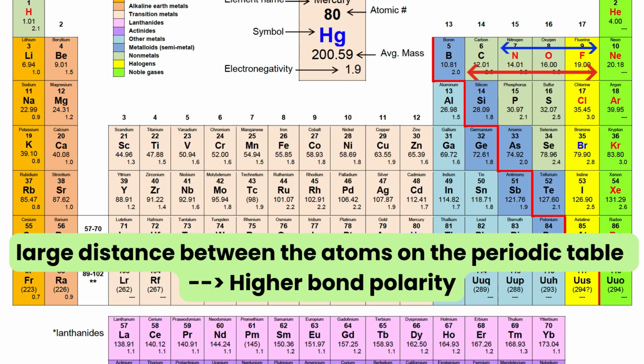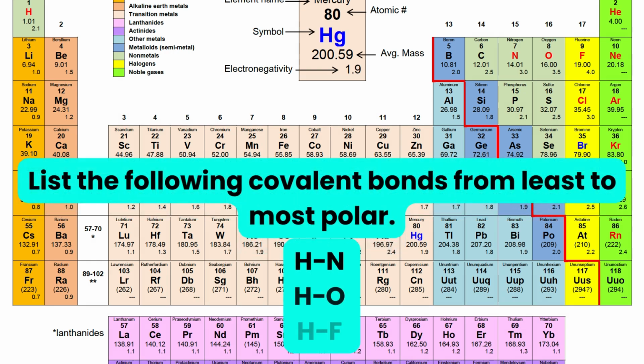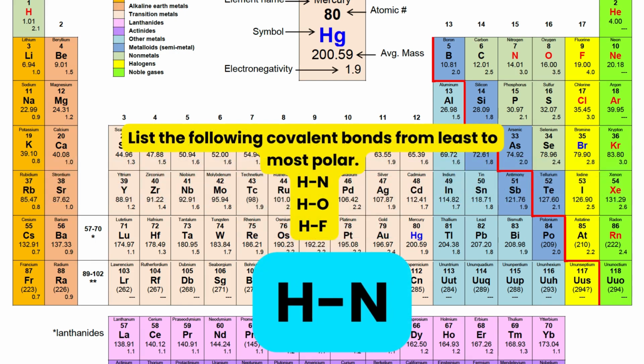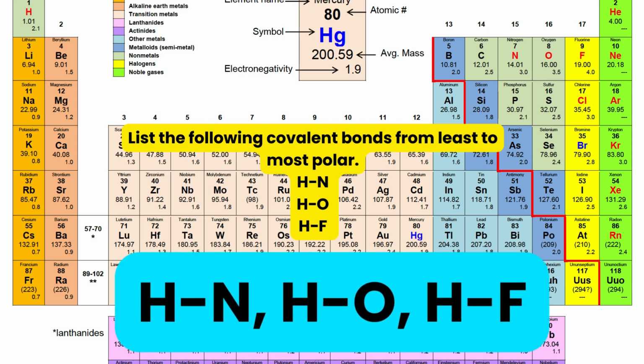List the following covalent bonds from least to most polar: H-N, H-O, and H-F. So if you look at the periodic table, the least to most polar is going to be H-N is the least, H-O comes second, and H-F is the most polar.